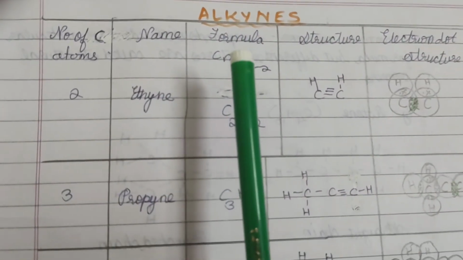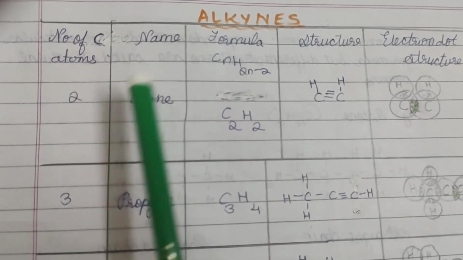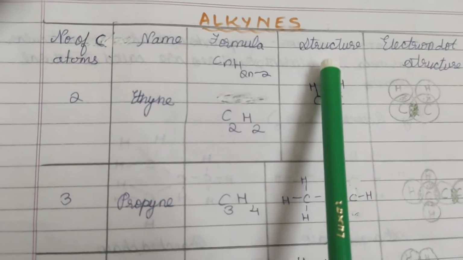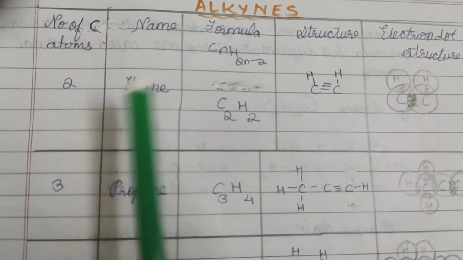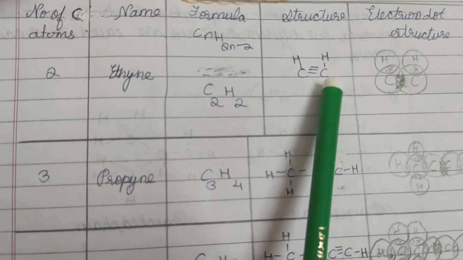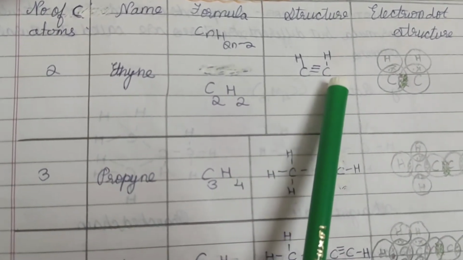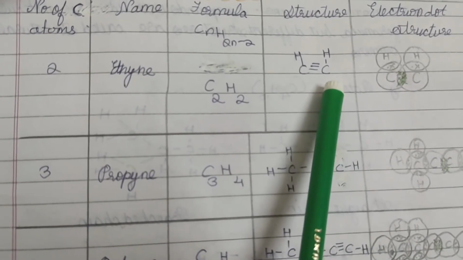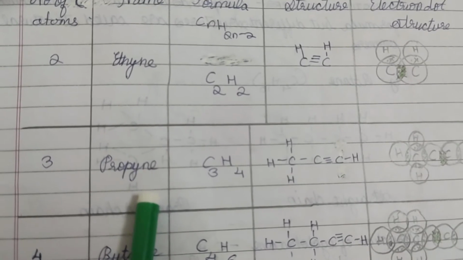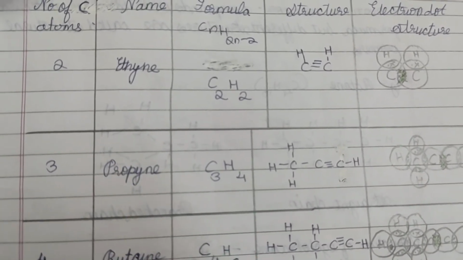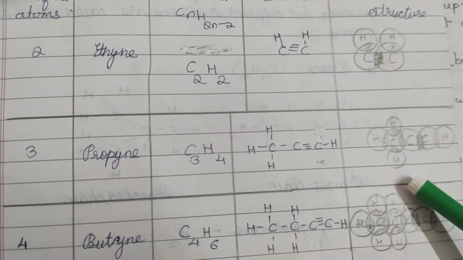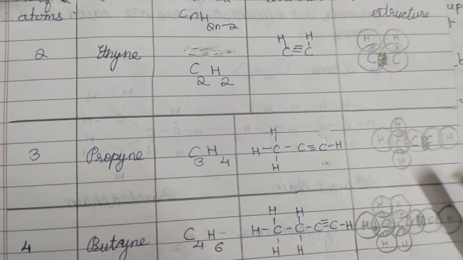Now let us see the structures of alkynes. Number of carbons, name, formula CnH2n-2, structure and electron dot structure. Ethyne has 2 carbon atoms. Carbon and carbon share the 3 pairs of electrons. So here in alkynes, triple bond is formed. Propyne, C3H4. This is the electronic structure of propyne, and this is the electron dot structure.